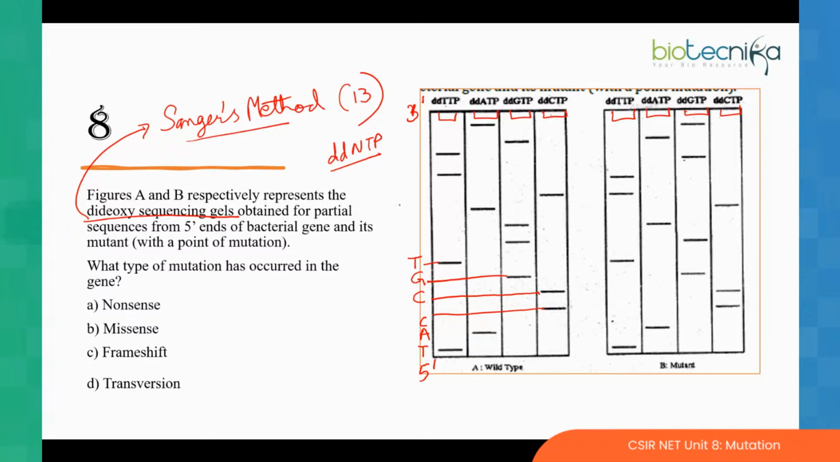So this is how we will write the sequence. Until and unless you write the sequence, you will not be able to identify which mutation has happened. So you have to write the sequence in wild type as well as in the mutant type. So then G, G, A, C, T, T, G, A. Now similarly write the sequence for mutant type also.